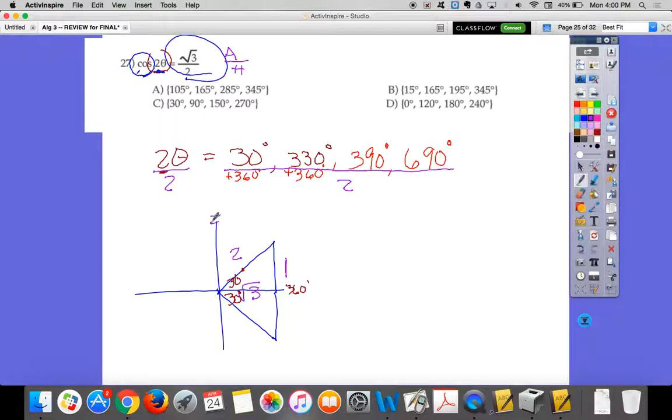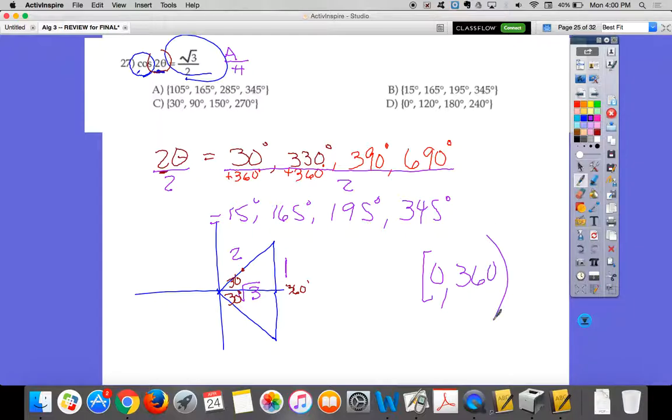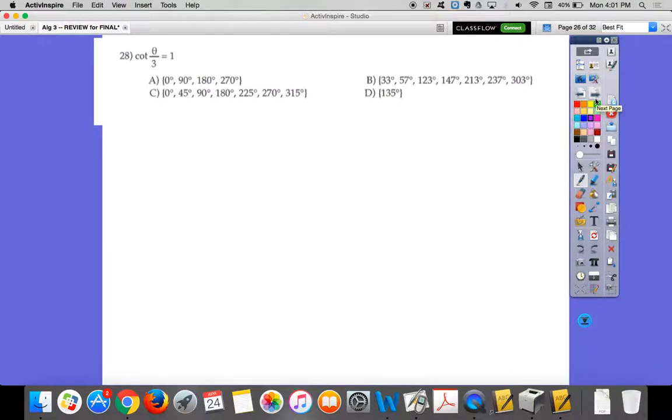When you do that, 30 divided by 2 is 15. All right, and then 330 divided by 2, let's see what that is. That is 165. Okay, and then 390 divided by 2, 195. And then we've got 690 divided by 2. We have 345. Okay, so we do need all 4 answers. They are in that interval, remember, 0 to 360. So all of them are beautiful. We just need to make sure we pick the answer option that has all 4 of those. B. Perfect.